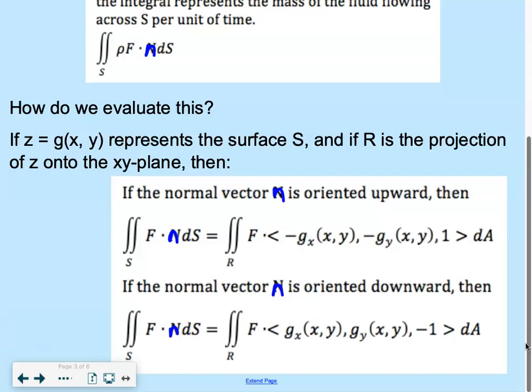The way that I remember these is if my normal vector is oriented up, then I know that my k component would be positive. So that's how I think of it, as positive up, negative down. I look at my k and I think, all right, I'm going up, k is going to be positive, make all the rest negative. If I'm going down, k is going to be negative, make all the rest positive. It's kind of weird.